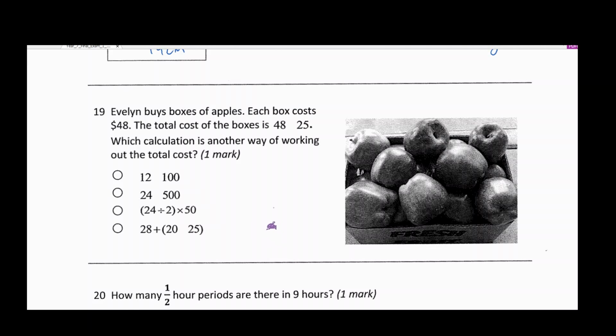Evelyn buys boxes of apples. Each box costs $48. The total cost of the boxes is $48.25, I think. Which calculation is another way of working out the total cost?